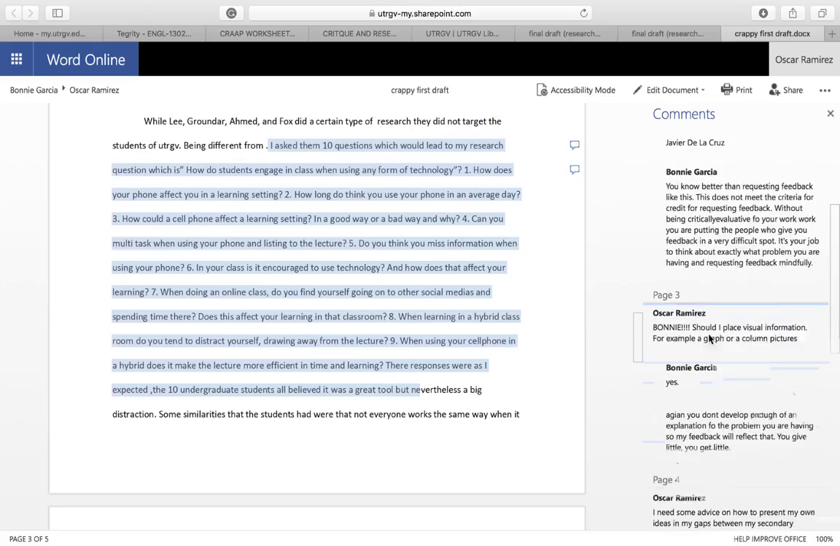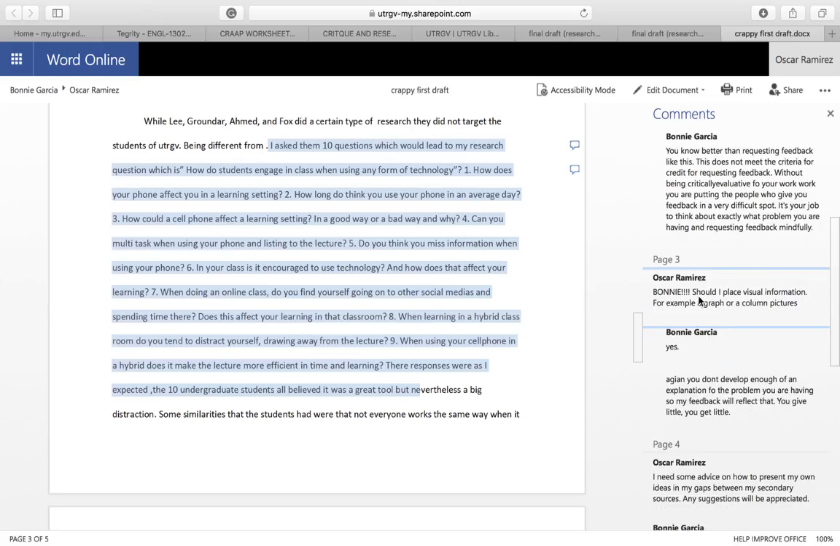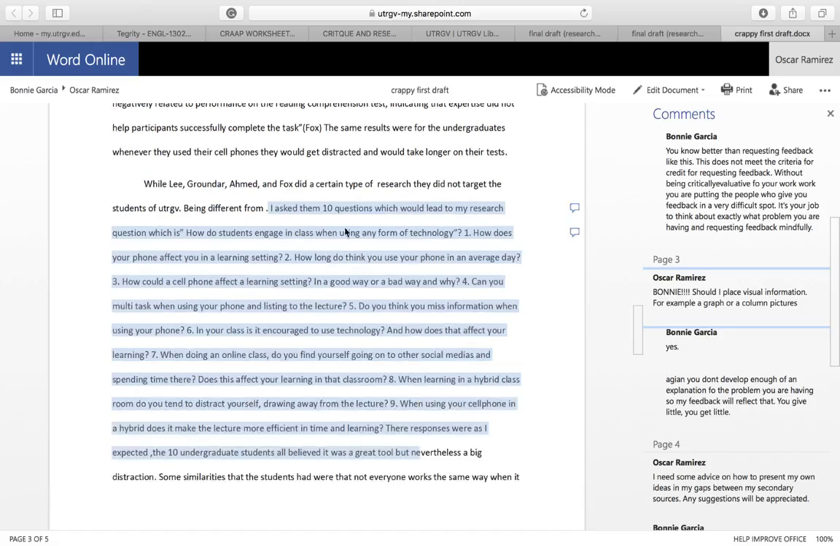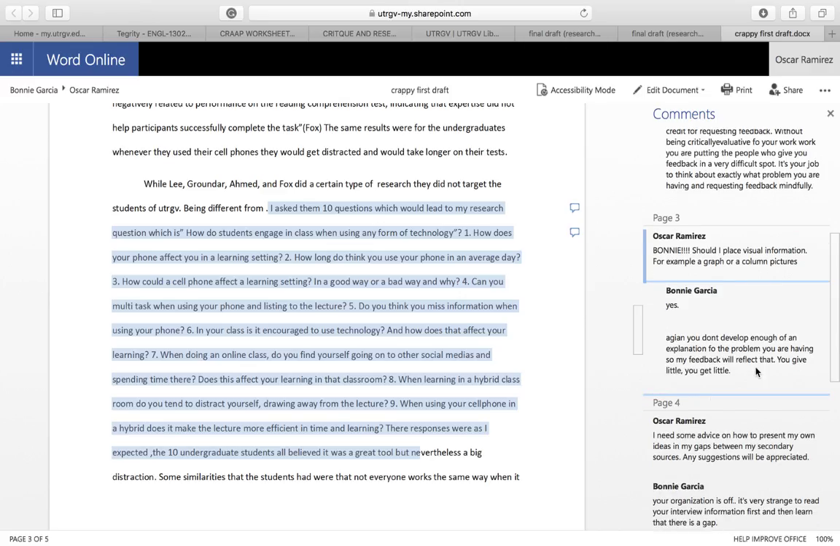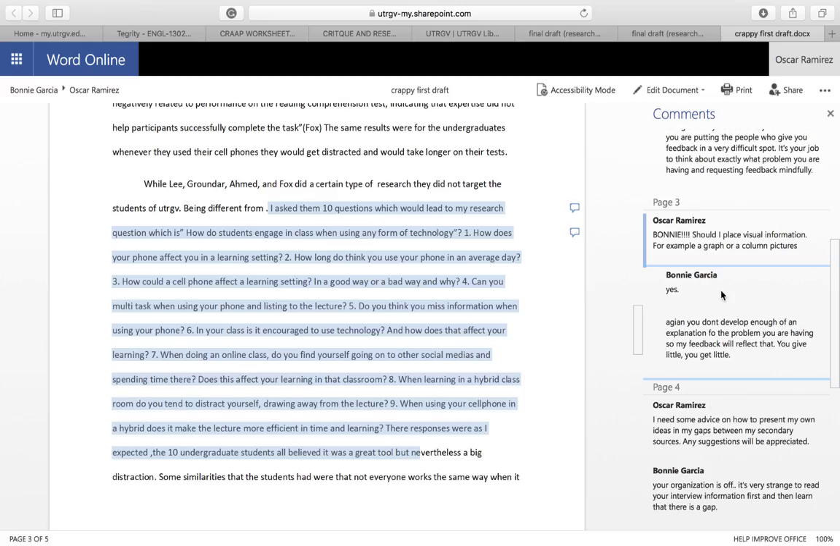So what I learned as well is to ask very specific questions like this one. "Bonnie, should I place a visual information to explain the example, a graph, a column, or a picture?" And right here, as you can see, the form of the way my research was going wasn't very presentable, and instantly Bonnie gave me a yes and then started telling me what I had to do in order to fix my research.